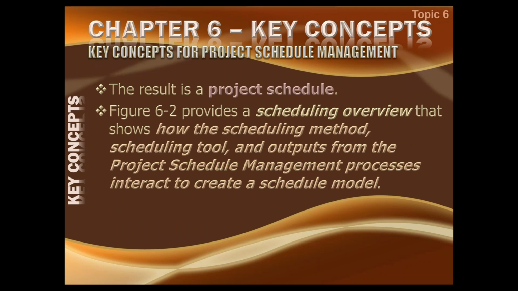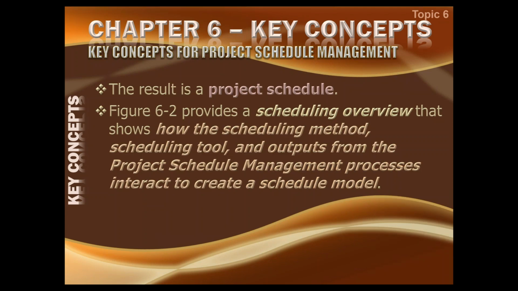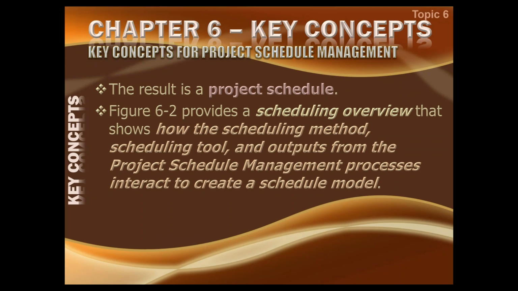So the ultimate result is the project schedule which we want to come up with, and figure 6.2 provides a scheduling overview that shows how the schedule method, tool, outputs from the schedule management process interact to create a schedule model, how a model is created. The concept which I have given you in words will be shown in form of a diagram later.